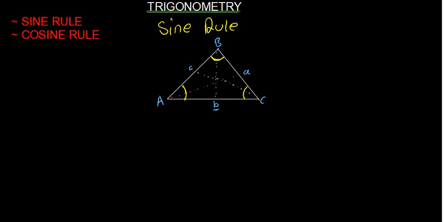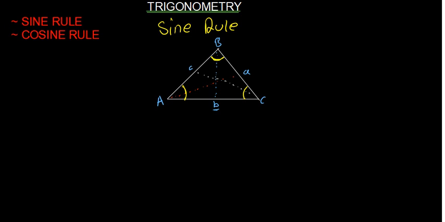So, when you're talking about the sine rule, it tells us about our small a. Please keep in mind, these can be any other letters. We just have to understand what is happening, but you can replace them with any letters of your choice. All we want is to understand the concept.